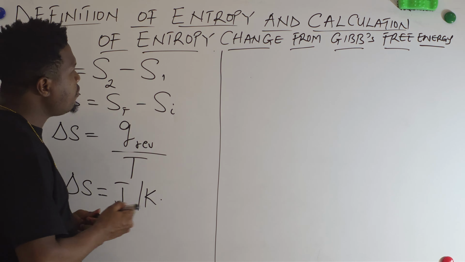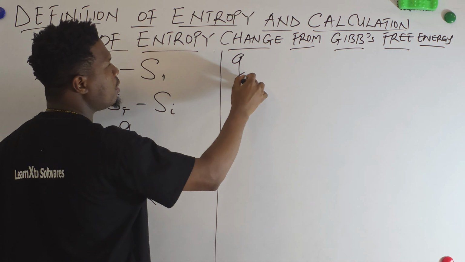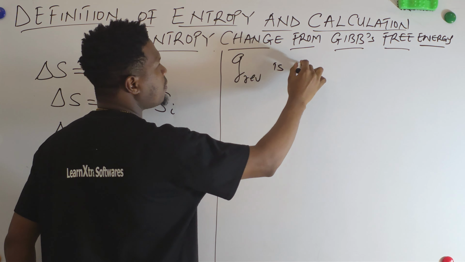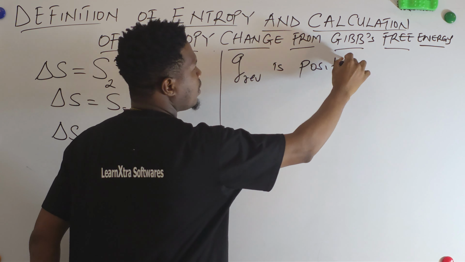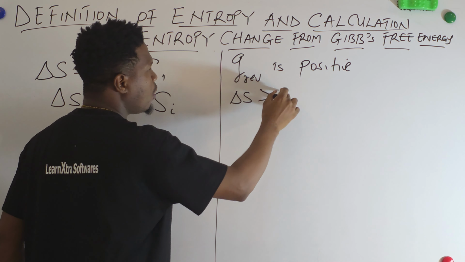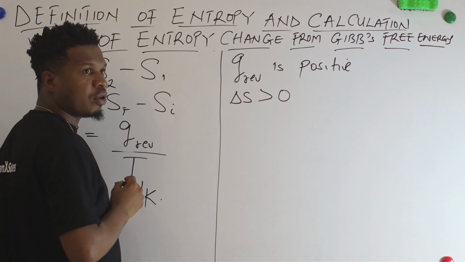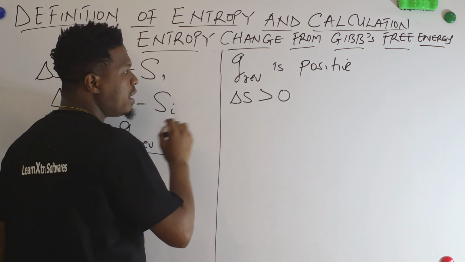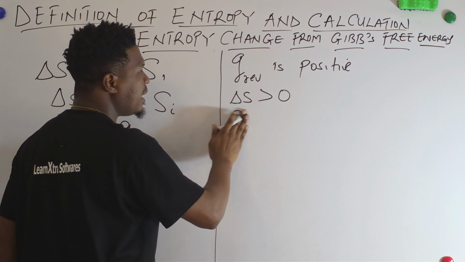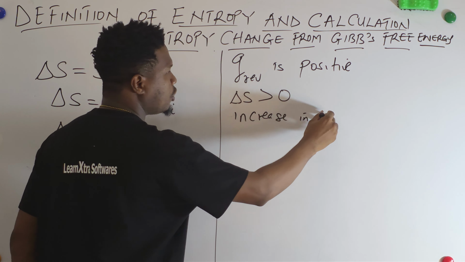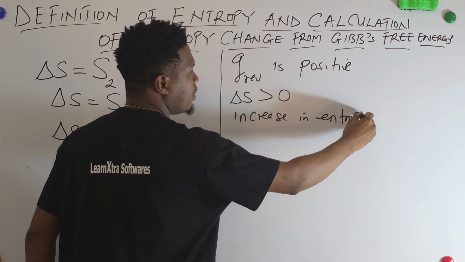So if this reversible heat we are talking about is positive, it simply means that the change in entropy will also be positive, or greater than zero. So if change in S is greater than zero, it means there is an increase in entropy of that system.